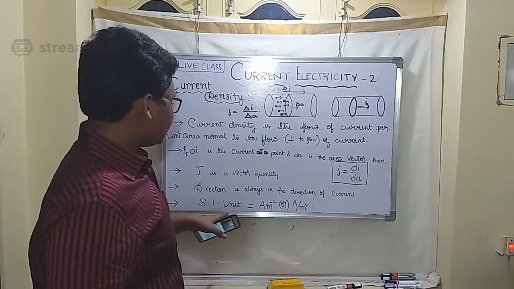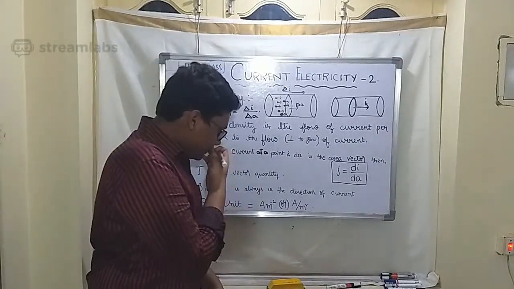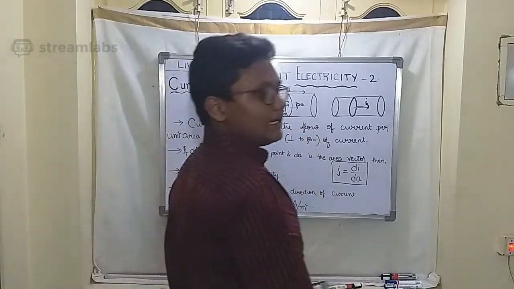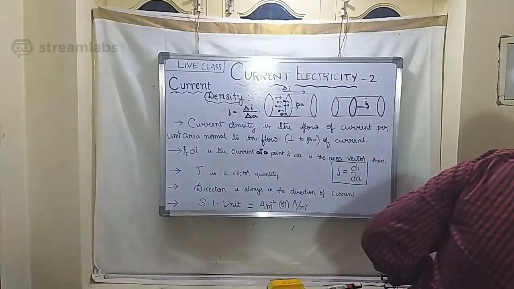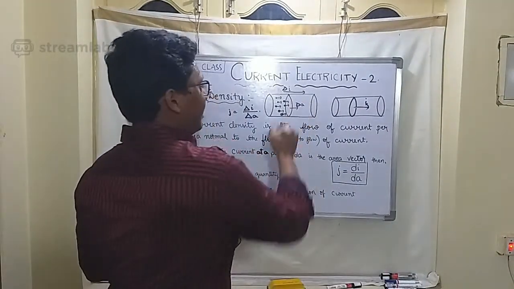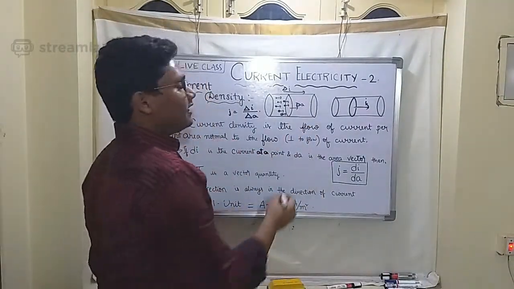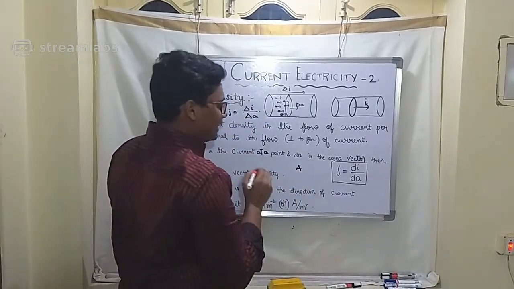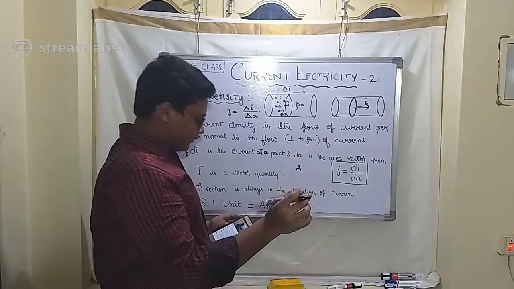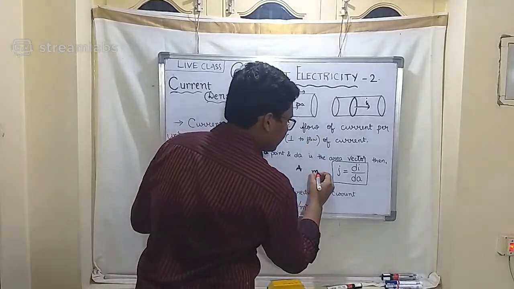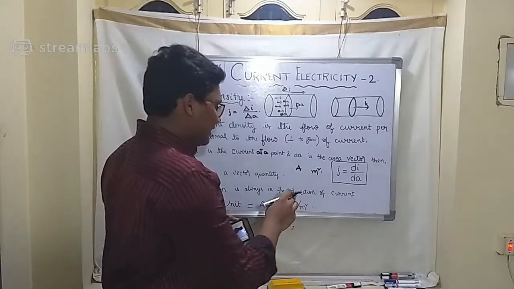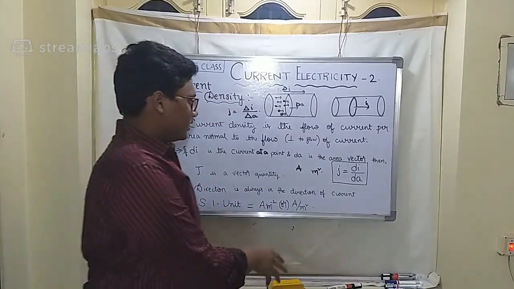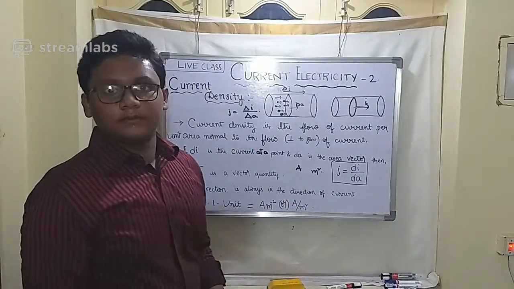The SI unit of current density is ampere per meter square. The unit of delta I is ampere, and the SI unit for area is meter square, so the SI unit is ampere per meter square. That is the current density.